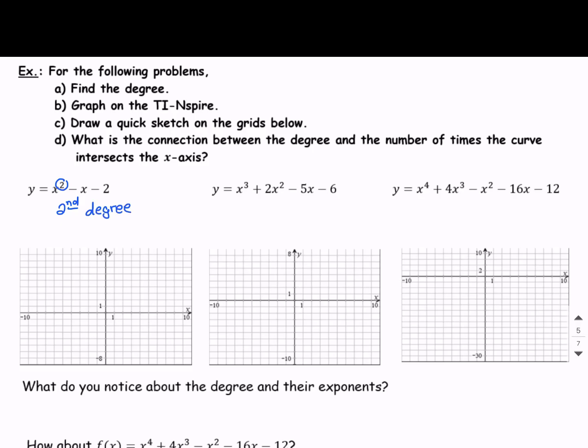This one, y equals x cubed plus 2x squared minus 5x minus 6, the highest power of x is 3. So that's a third degree polynomial, or a cubic. And then we have y equals x to the 4th plus 4x cubed minus x squared minus 16x minus 12. Our highest power of x is 4. That makes this a 4th degree polynomial, or a quartic. And now we're going to move over to our TI Inspires. We're going to graph them, and you're going to copy them onto paper.